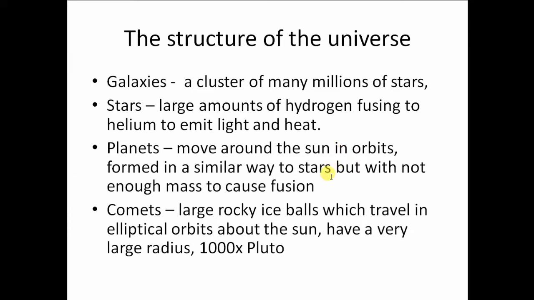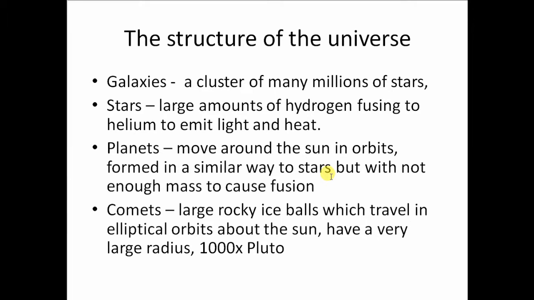Okay, the universe obviously is made up of many different things, such as a galaxy, which is a cluster of many millions of stars. The galaxy the Earth is in is called the Milky Way, and that has approximately 1 billion stars. So these are big things. Stars, our star is called the Sun, and it's basically a place where a large amount of hydrogen and helium go nuclear fusion and emit large amounts of light and heat.